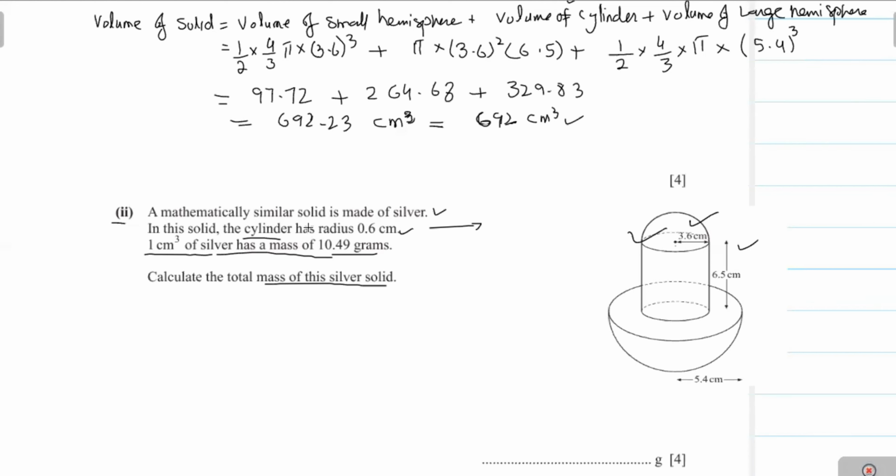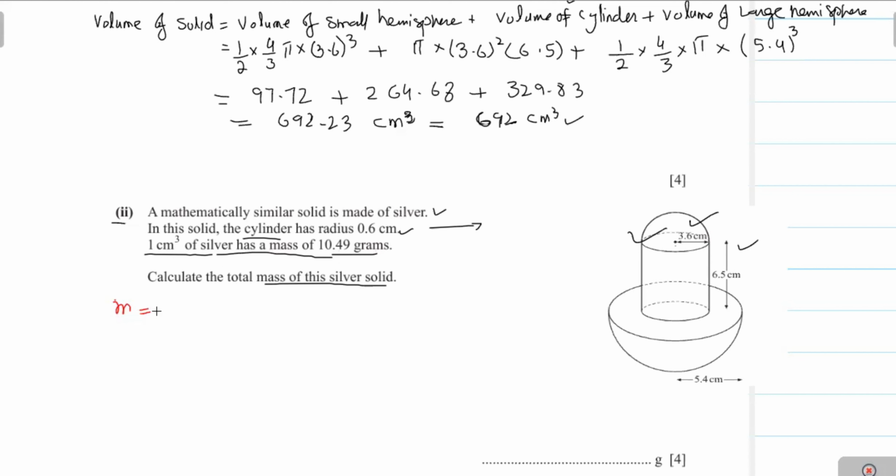Part second, a mathematically similar solid is made of silver. In this solid, the cylinder has radius 0.6 centimeter. 1 cubic centimeter of silver has a mass of 10.49 gram. Calculate the total mass of the silver solid. We have to find the mass.